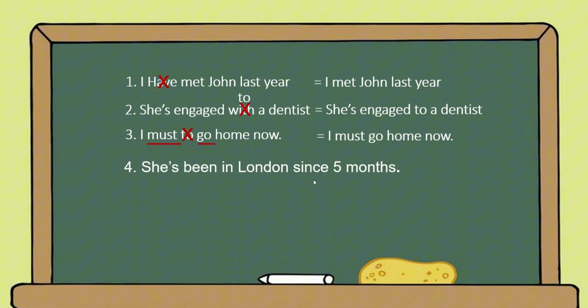Next one. Number 4. She's been in London since 5 months. Okay, take a second and guess what is wrong there. Okay. So now the error is the word since because we cannot say since 5 months. We use since plus a point in time if something happens, right? But if you are giving the length of time, the period of time, then you have to use the preposition for, okay? The correct sentence here is she's been in London for 5 months.